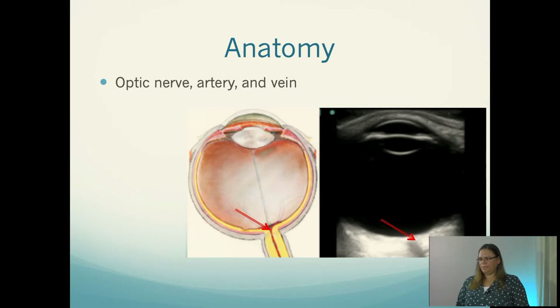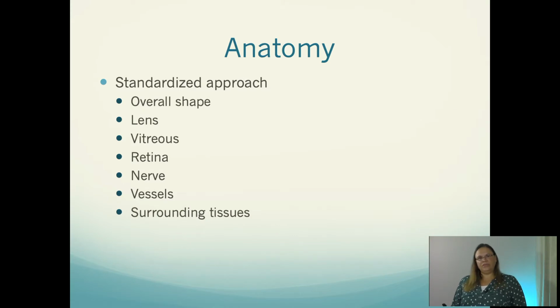And it's important that you take a standardized approach when you're doing ultrasound of any type, but especially for the eye. It's such a small structure, and you're usually asking yourself a very specific question that if you're not looking at all of those structures in a very organized way, you can actually miss important pathology. So I usually start with the overall shape of the eye, then examine the lens. Is it where it should be? Is it the shape it should be? Examine the vitreous humor, the vitreous chamber. Look to see if there's any evidence of retinal detachment, then examine the nerves and vessels, and then finally the surrounding extraorbital tissues.